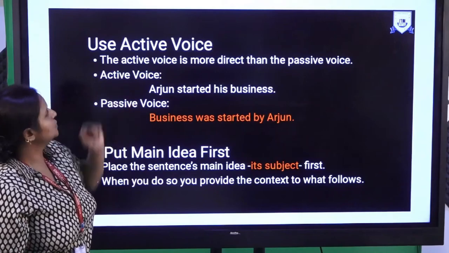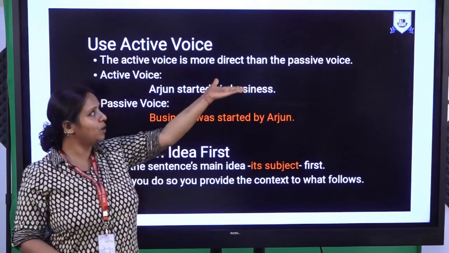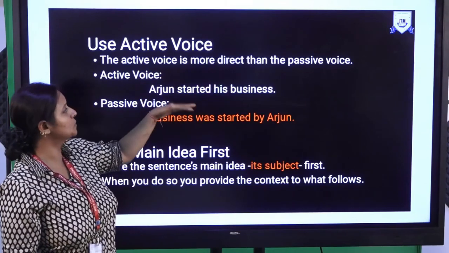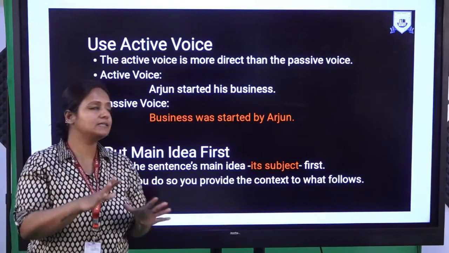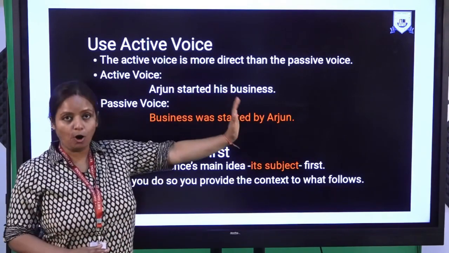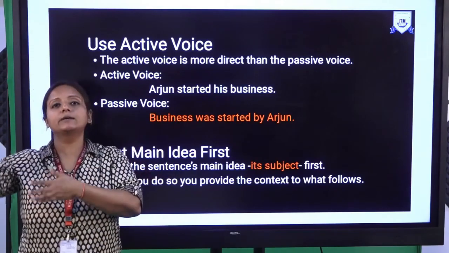So next is use active voice. As I said, try to be more direct, because active voice is more direct than passive voice. So make use of active voice. For example, if I say Arjun started his business, this is subject plus verb plus object. It is more clear rather than saying in passive voice, business was started by Arjun.